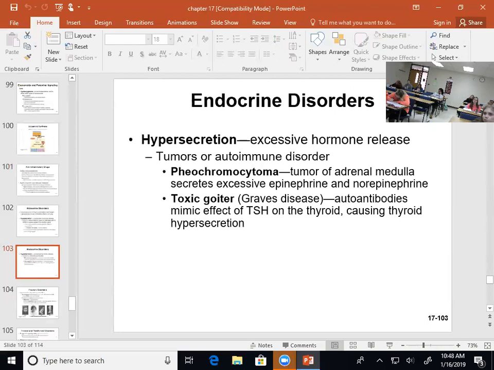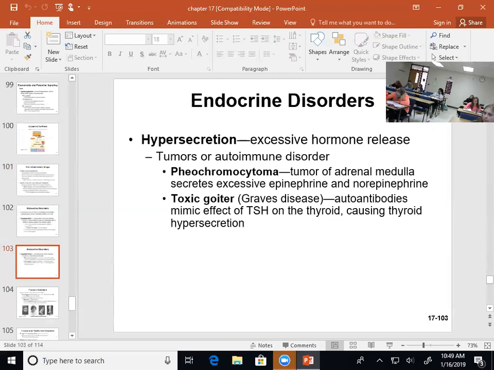Endocrine disorders, hypersecretions. I want you to know that a pheochromocytoma, oma at the end of anything means what? Tumor. I don't care if it's at the end of whatever, it's going to mean a tumor. Are all tumors bad? Well, okay. Just some of them are more bad than others. I mean, you wouldn't want one, but okay. So an oma means a tumor.